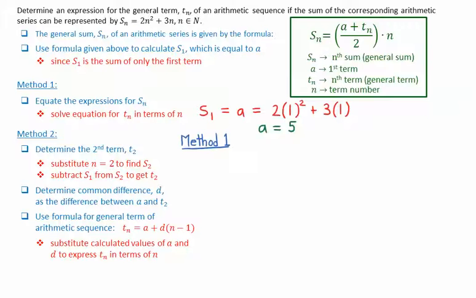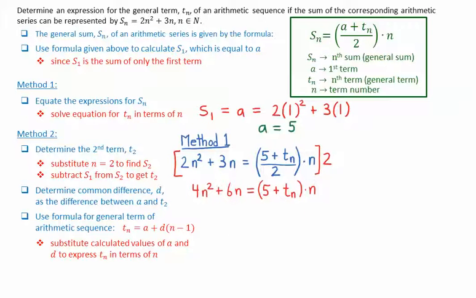Here I will equate the expression given for Sn, 2n squared plus 3n, equal to (a plus Tn) over 2 times n, substituting a, the first term, equals 5. We can now solve this equation for Tn in terms of n. To do this, we'll first remove the fraction by multiplying the entire equation by 2. This results in 4n squared plus 6n equals (5 plus Tn) times n.